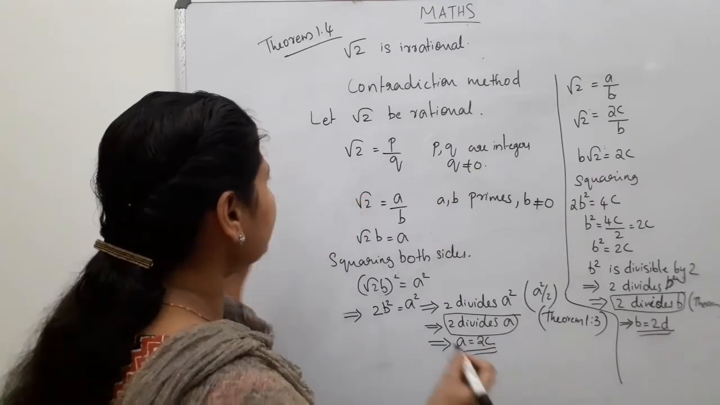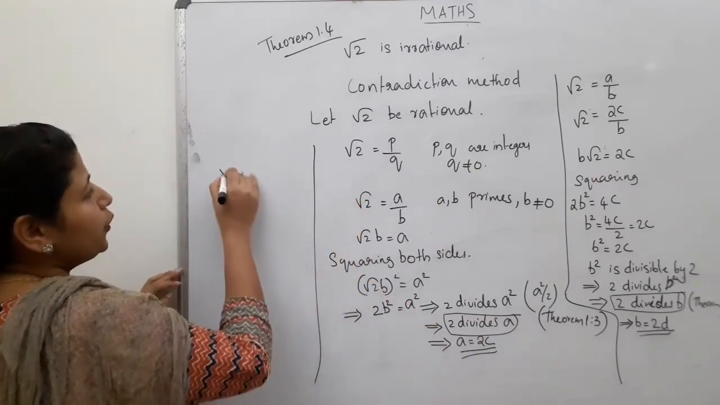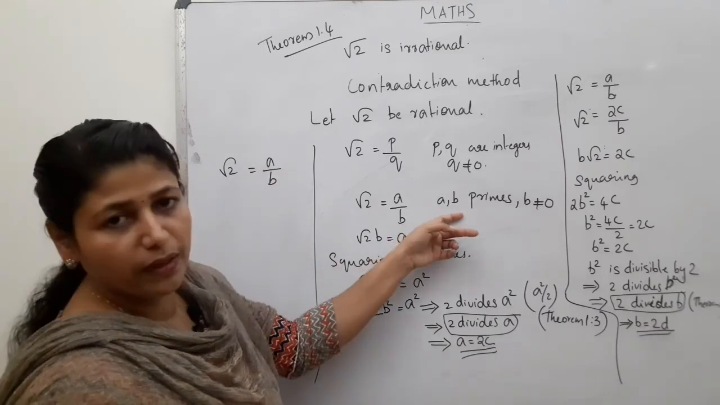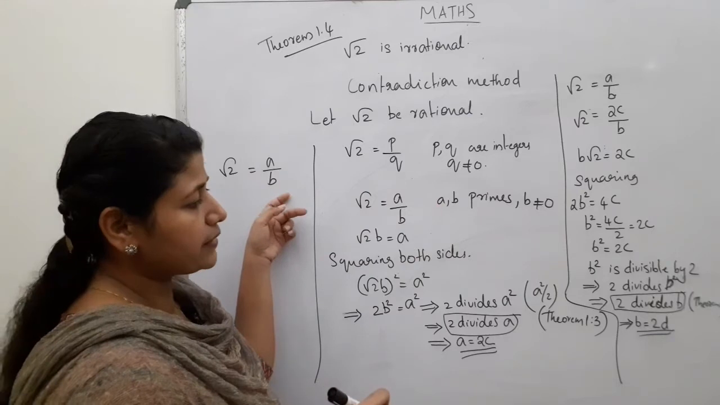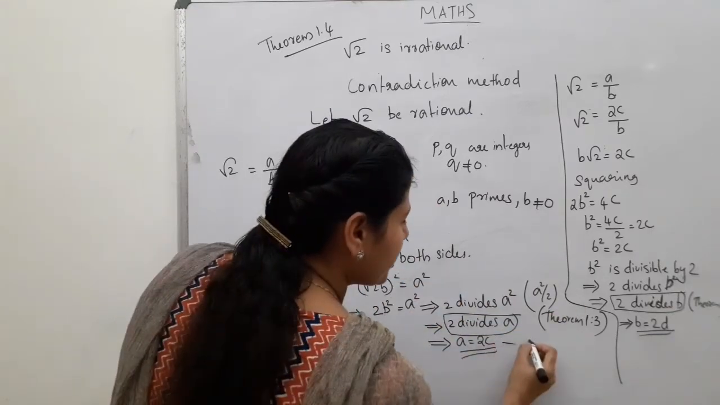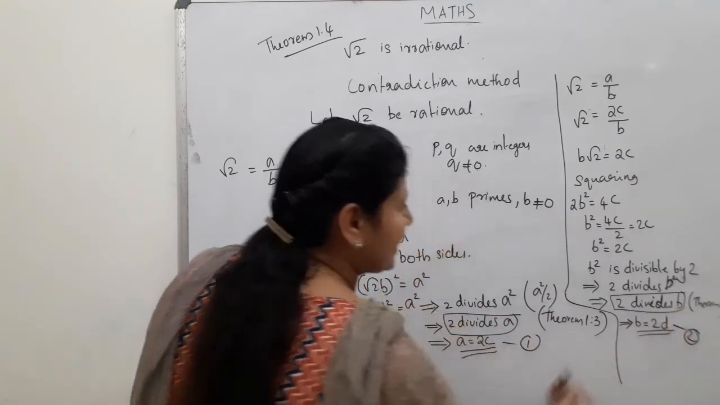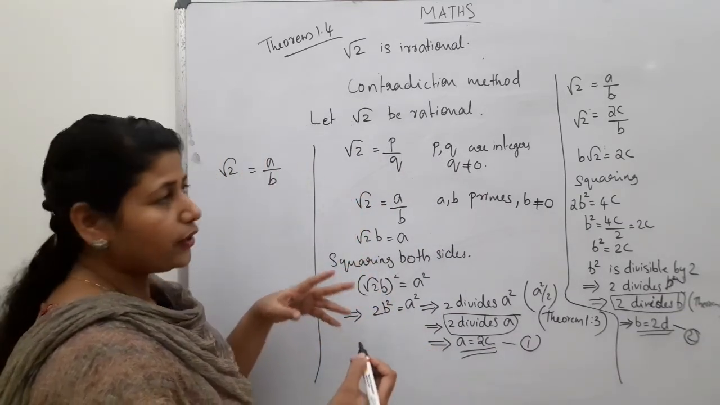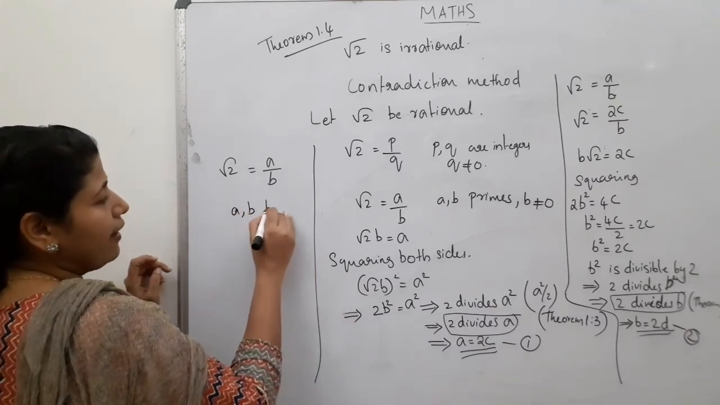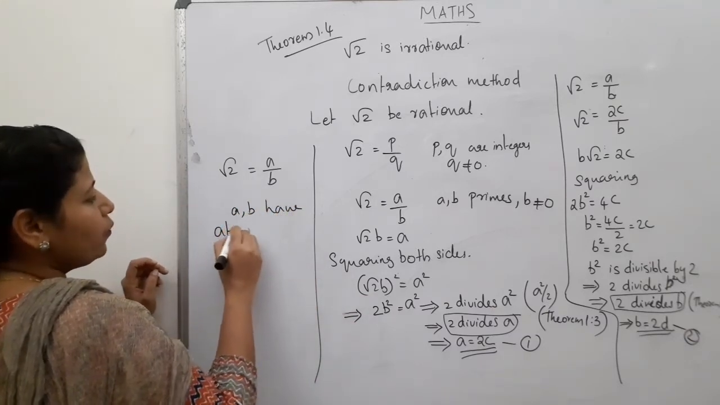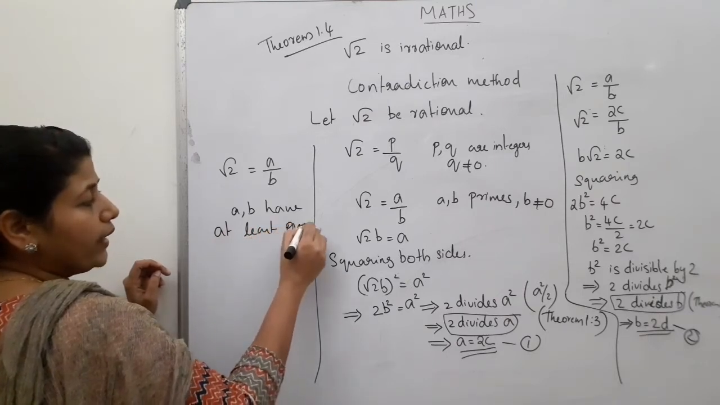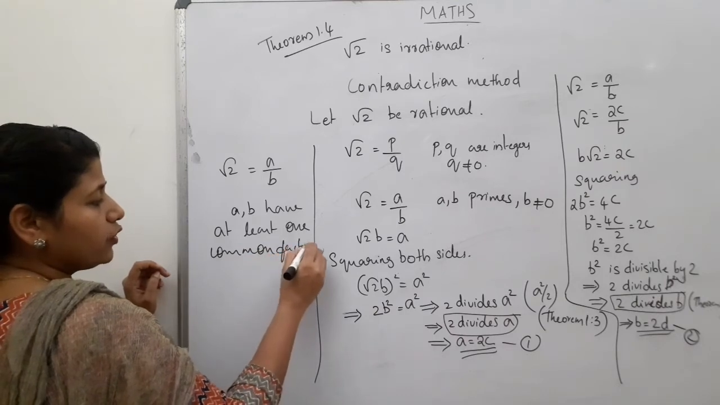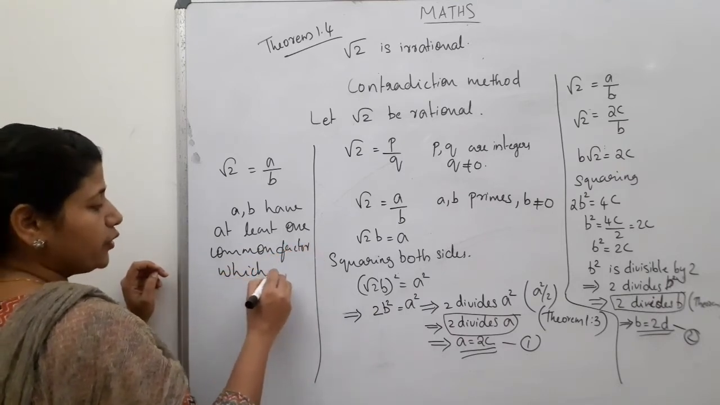But we have taken that root 2 is A by B, and A and B do not have any common factors. That means A and B are primes. From these two equations, 1 and 2, we got that at least 2 is there as a common factor for A and B. Got it? A and B have at least one common factor, which is 2.